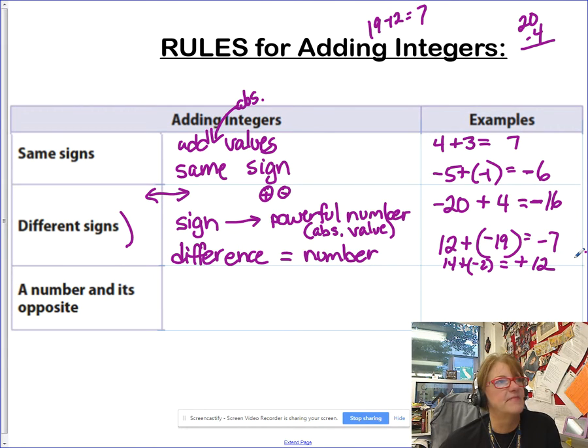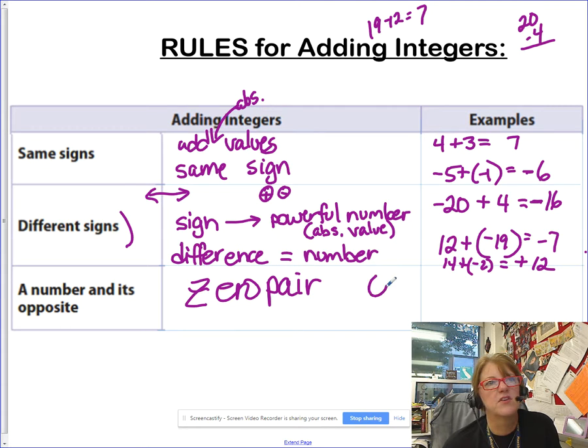All right. What if you have a number and its opposite? They make a 0 pair, which means your answer is 0. They completely wipe each other out. So if you had something like -58 plus 58, it's always going to go to 0.